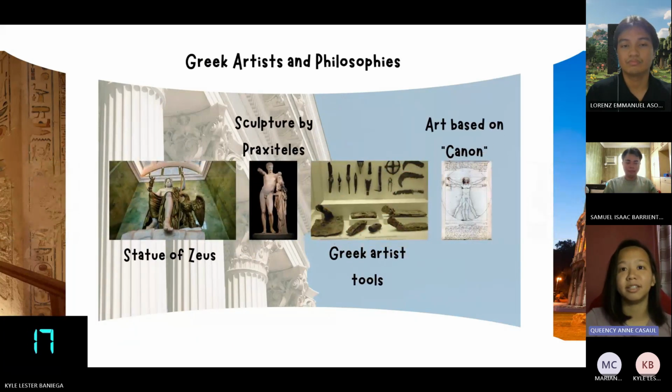Greek artists and philosophies. Polyclitus, Phidias, and Praxiteles led with innovation. Polyclitus devised a canon of perfect proportions, while Phidias sculpted the iconic Zeus at Olympia.